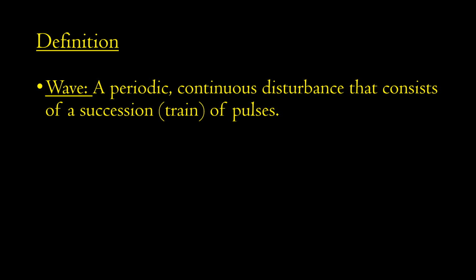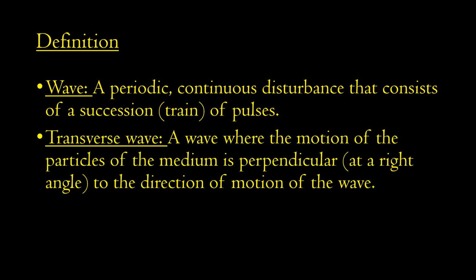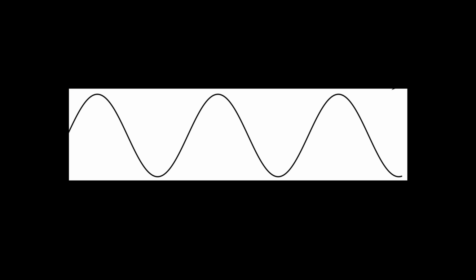A wave is a periodic continuous disturbance that consists of a train of pulses. A transverse wave is a type of wave where the motion of the particles of the medium is perpendicular, at a right angle, to the direction of motion of the wave. This is a transverse wave. We can draw a horizontal line here in the middle, and we refer to that position as the position of rest or equilibrium. This is the position of no disturbance.